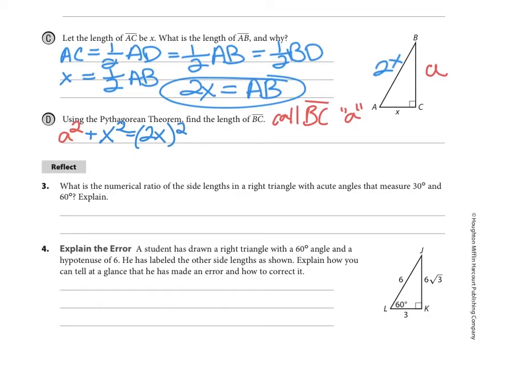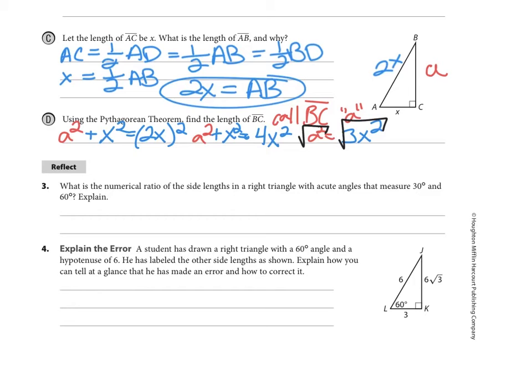Keeping in mind we have to square both the 2 and the x in that parenthesis there, we get a squared plus x squared equals not 2x squared, but 4x squared. We got to square the 2 and the x, okay? Then if we're going to solve for a, remember, or the length of BC, we're going to subtract x squared from both sides. So we have that a squared equals 3x squared. And then just like before, we're going to square root both sides there.